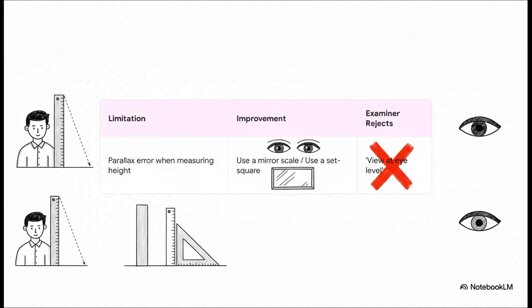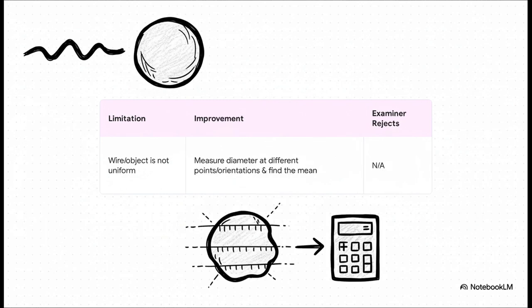Next, let's talk parallax. It's not good enough to just write down parallax error. You've got to say where it's happening. For instance, parallax error when measuring the height h because the ruler isn't sitting flush with the object. And the fix needs to be better than just view it at eye level. Suggest a proper technique, like using a mirror scale or grabbing a set square to make sure that the ruler is perfectly upright.